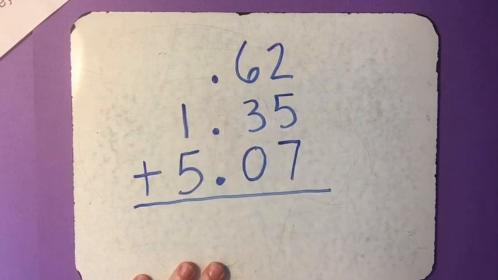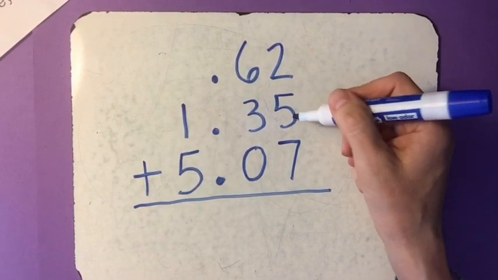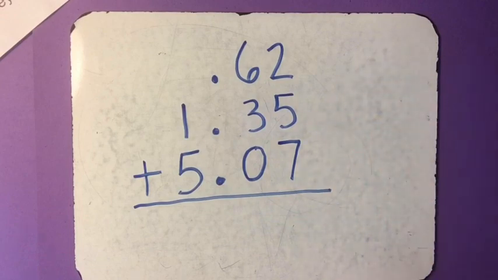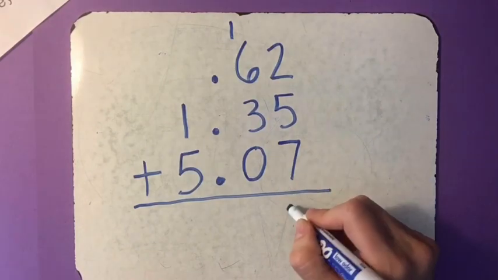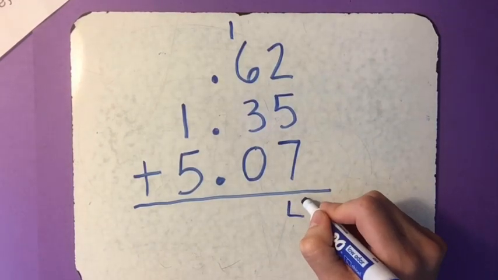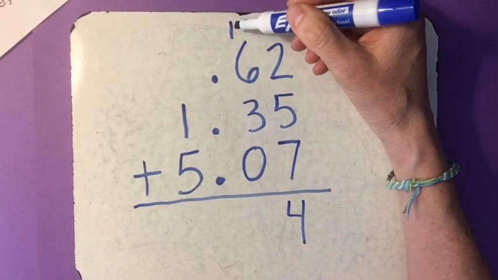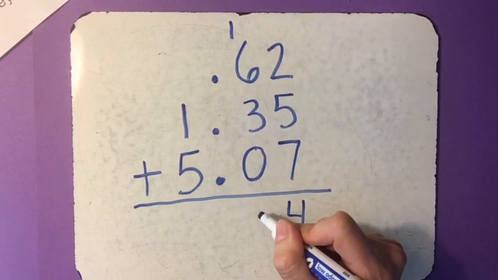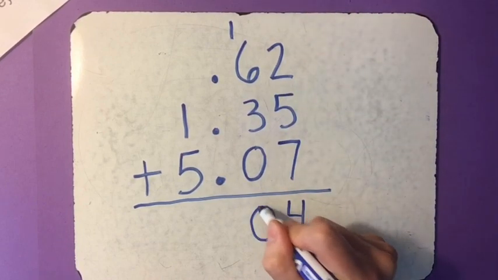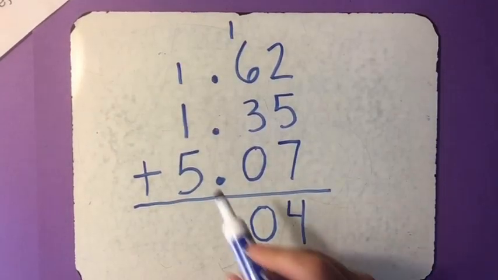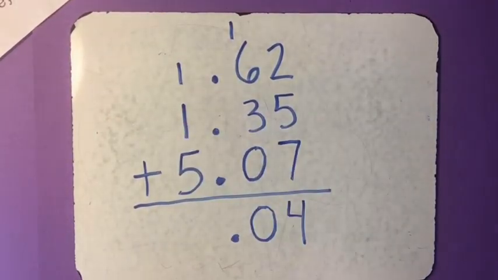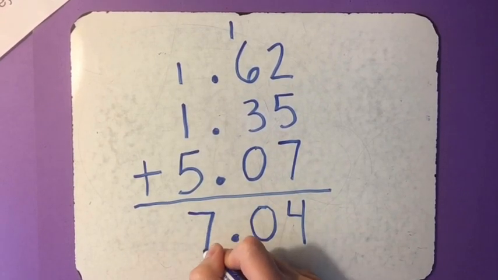Okay, now we're going to go ahead and add. So 2 plus 5 is 7. I have 2 7s. I know that 2 times 7 is 14, so I'm going to write my answer there. And then here I see a fast 10. 1 plus 6 plus 3 is 10, right? I'm going to carry the 1. And now I have 5 plus 1 plus 1. And the answer is $7.04.